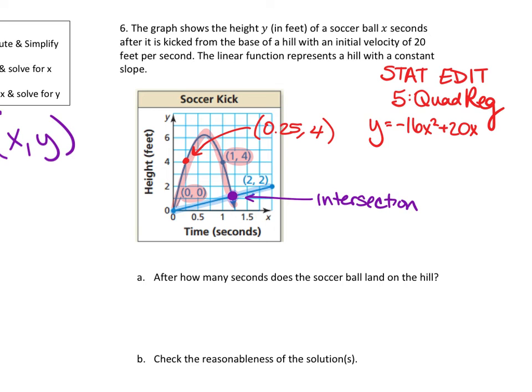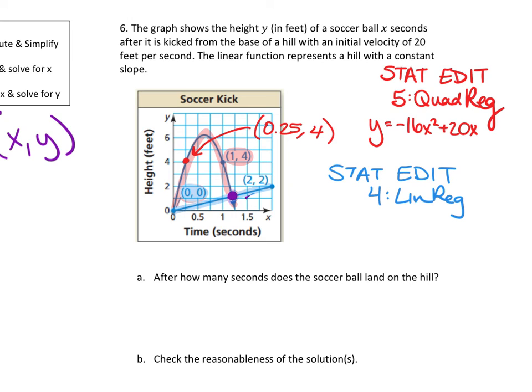We want to now find the regression for that linear equation. Linear equations only require 2 points to be able to write them. So what we're going to do is use the first origin point, because this graph also crosses through there, and we're going to go to stat edit and not choose option 5 this time. For a linear equation, which option do I choose? 4, because it literally says linear regression. Great, so let's do that one.